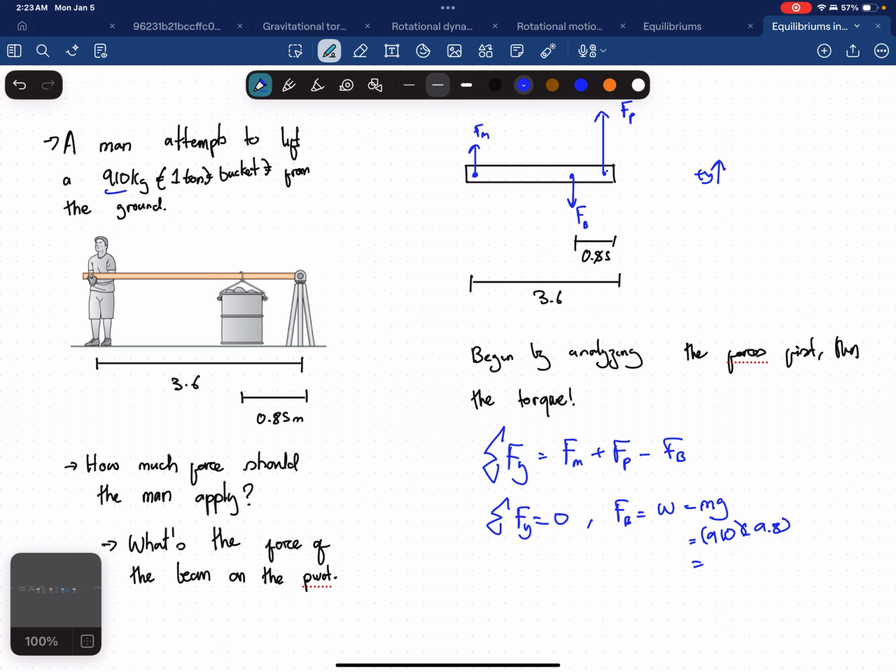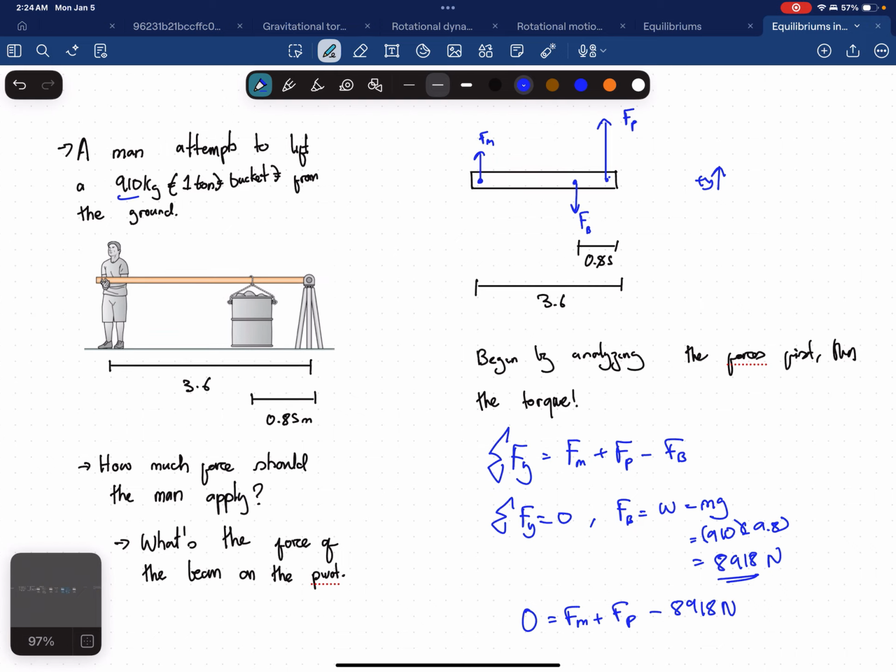let's see what I get. 910 times 9.8 is going to be 8,918 newtons. So my equation now looks like this: 0 equals F_M plus F_P minus 8,918 newtons.